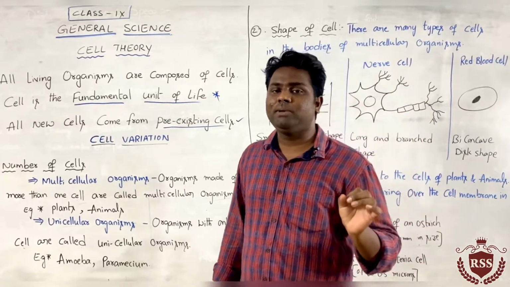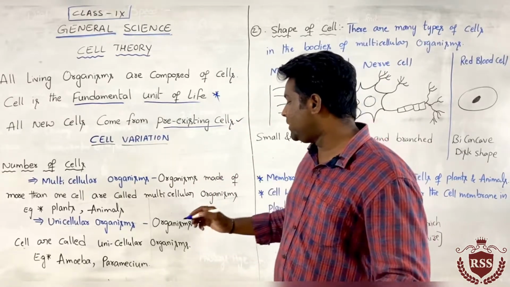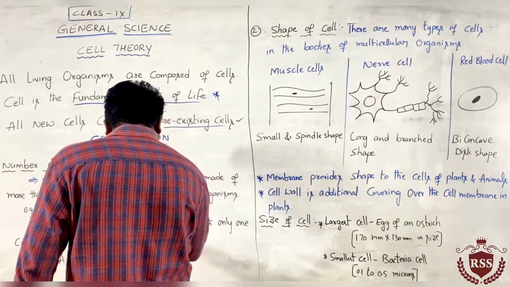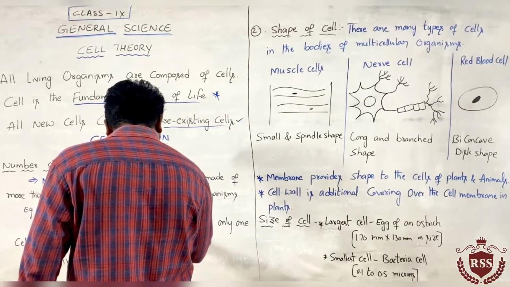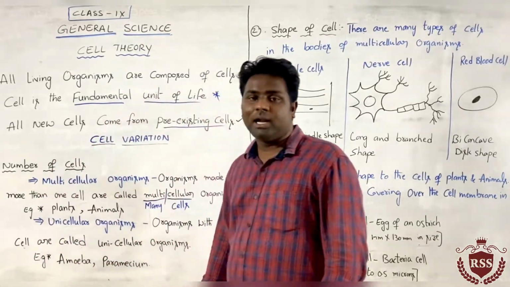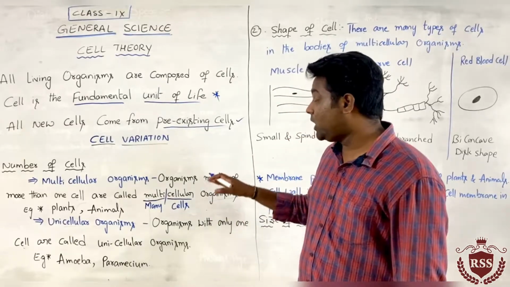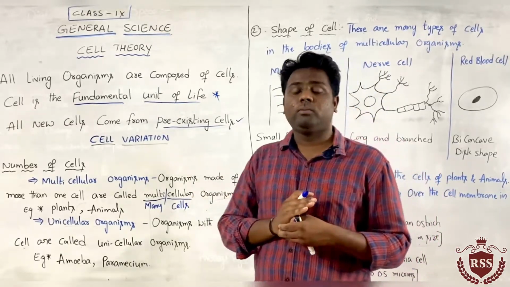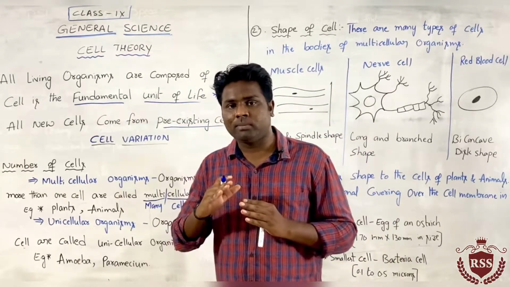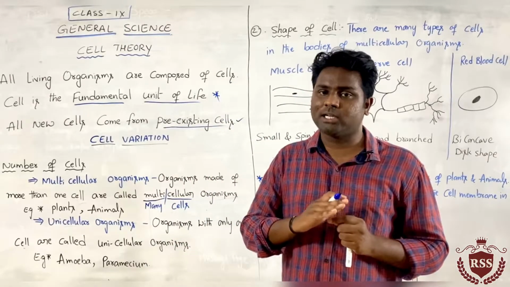multiple cells. Multi means many, cellular means cells. That means if an organism is made up of more than one cell, otherwise called many cells, those organisms are called multicellular organisms. Examples of multicellular organisms are plants and animals.